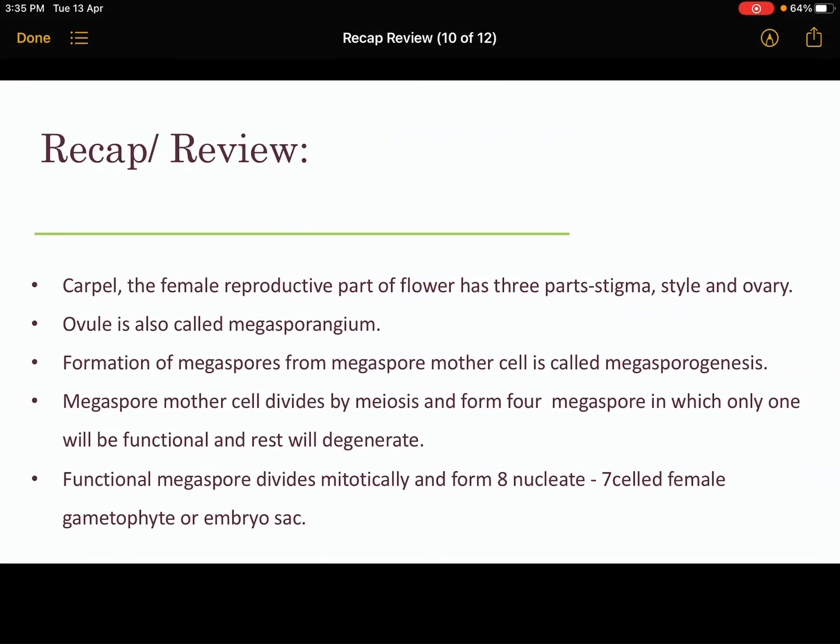So, we can do a quick recap of what we have learned till here. Carpel, the female reproductive part of the flower, has 3 parts: stigma, style and ovary. Ovary is also called megasporangium. Formation of megaspores from the megaspore mother cell is called megasporogenesis. The megaspore mother cell divides by meiosis and forms 4 megaspores, of which only one will be functional and the rest will degenerate. The functional megaspore divides mitotically and forms the 8 nucleate 7 celled female gametophyte or embryo sac. Remember, female gametophyte and embryo sac are one term, not different.